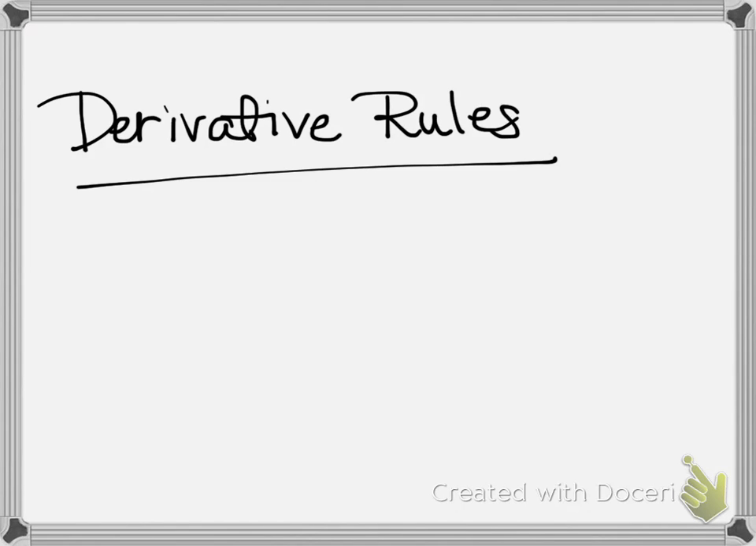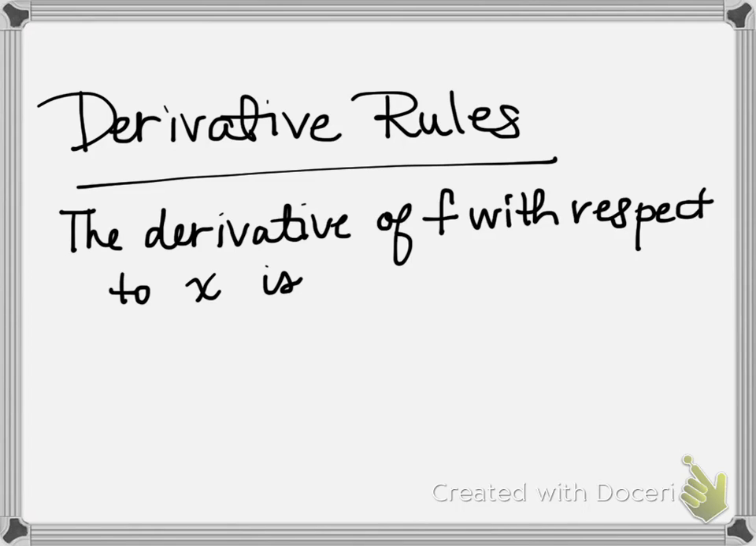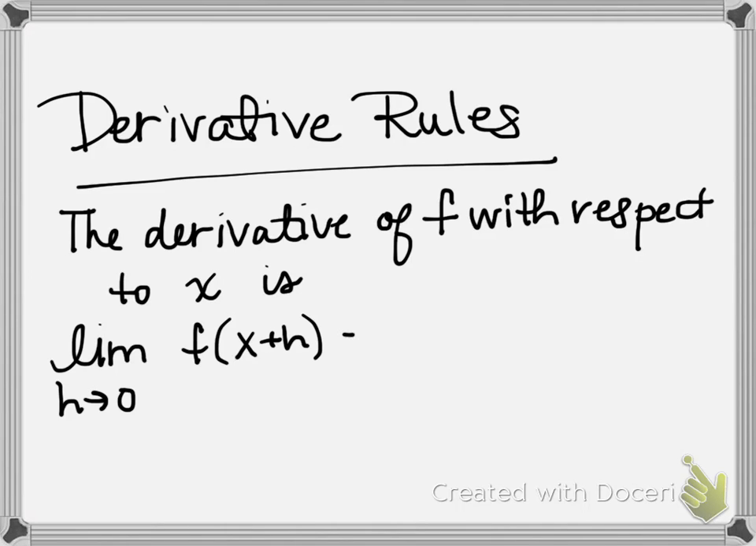In this video, we're going to talk about all the derivative rules you know up to this point, starting with the definition of the derivative. So the derivative of f with respect to x is the limit as h goes to 0 of f of x plus h minus f of x, divided by h. Don't forget about this one.